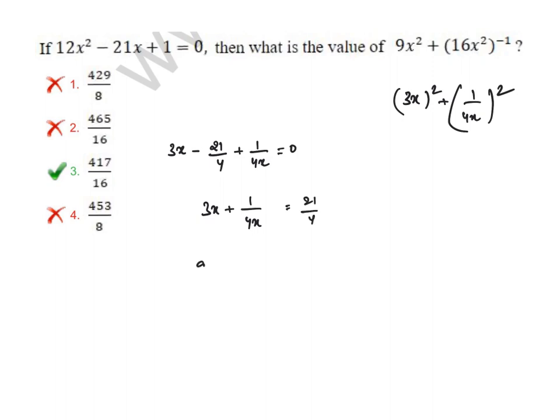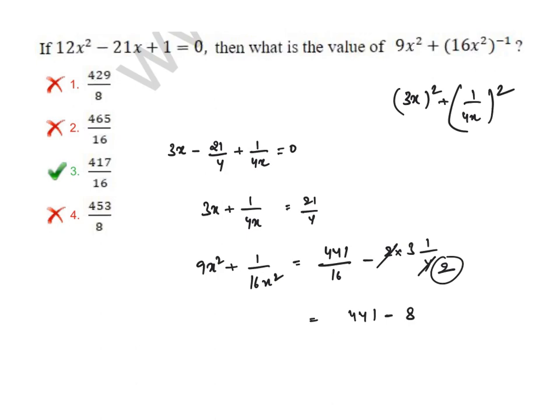Squaring both sides, if you do it, 9x square plus 1 by 16x square, 21 whole square is 441 by 16, minus 2 into 3x into 1 by 4x. This becomes 3 by 2. So, 441 by 16 minus 3 by 2, which is 24 by 16. 441 minus 24 is 417, so 417 by 16 is the answer.